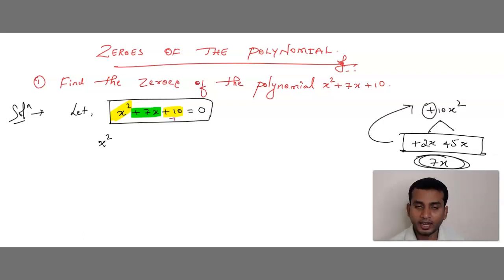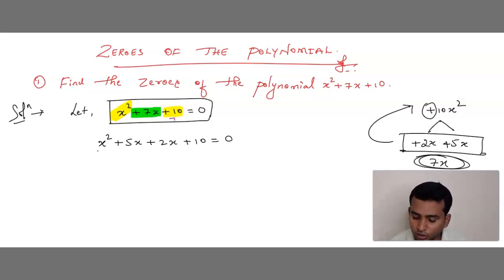First term x square as it is. Instead of writing plus 7x, first I will write plus 5x, then I will write plus 2x. First you write the bigger number, then the smaller number, irrespective of sign, plus or minus, forget it. 2 and 5, 5 is bigger, write the 5 term. Next you write plus 2x. Then this plus 10 as it is, that is equals to 0.